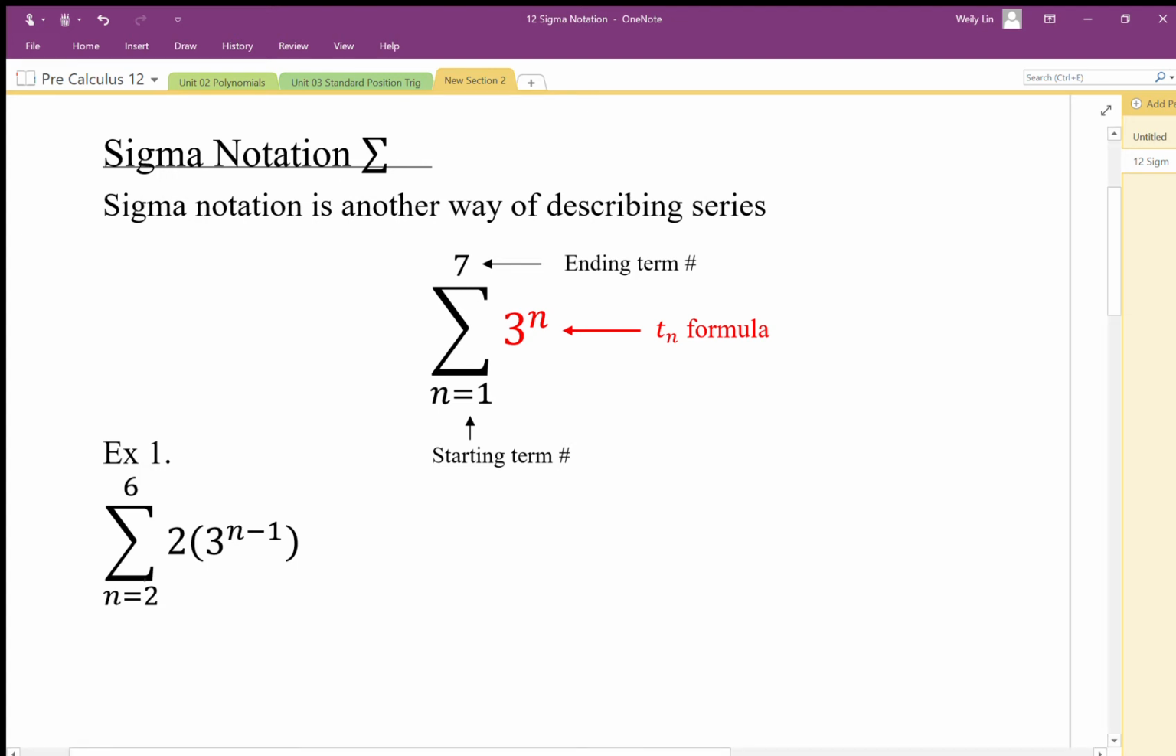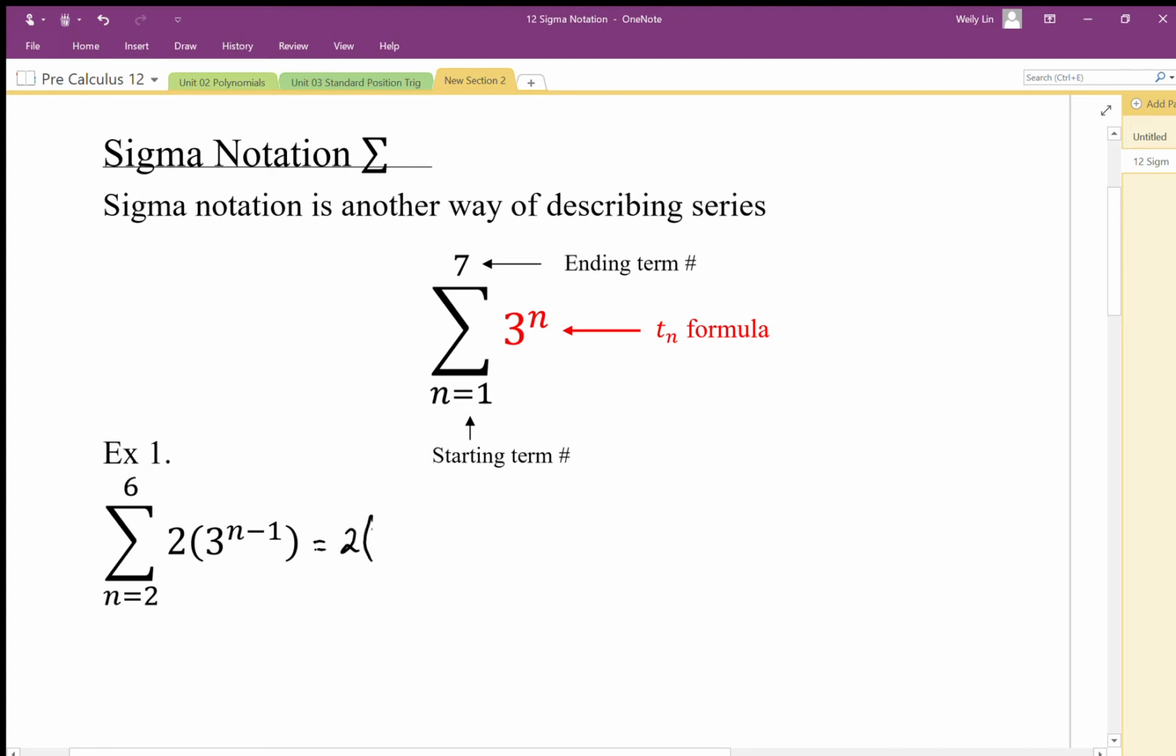Looking at this example here, this is our Tn formula. It happens to be a geometric sequence. We're going to start when n equals 2. Notice that we don't have to start at 1. And we're going to go to n equals 6. So there's going to be 5 terms that we're going to add up. So how do we do this? Well, we're going to find each of the individual terms by using the expansion. We're going to let n equals 2, and just plug it in.